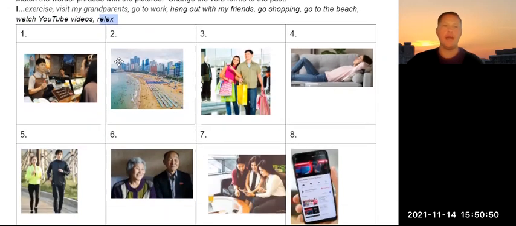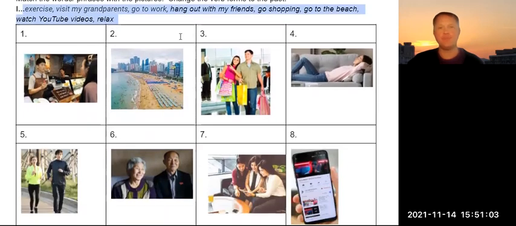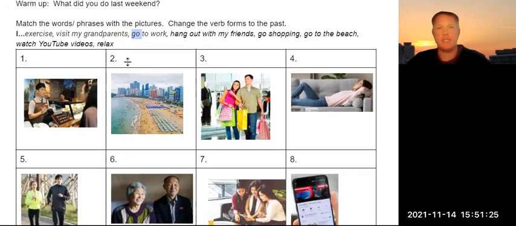Okay? And now what I want you to do is pause the video and put these words and phrases in the boxes above the pictures and change the verb forms to the past. So what's the past of exercise? What's the past of go? See if you know what the simple past verb forms are of those verbs. And then come back and I'll give you the answers.